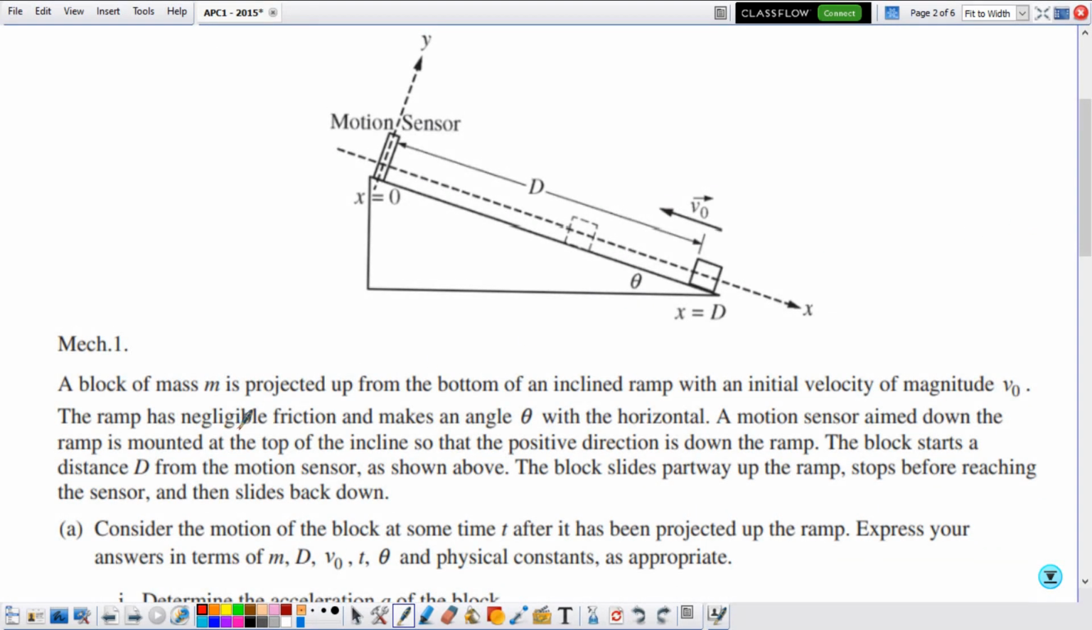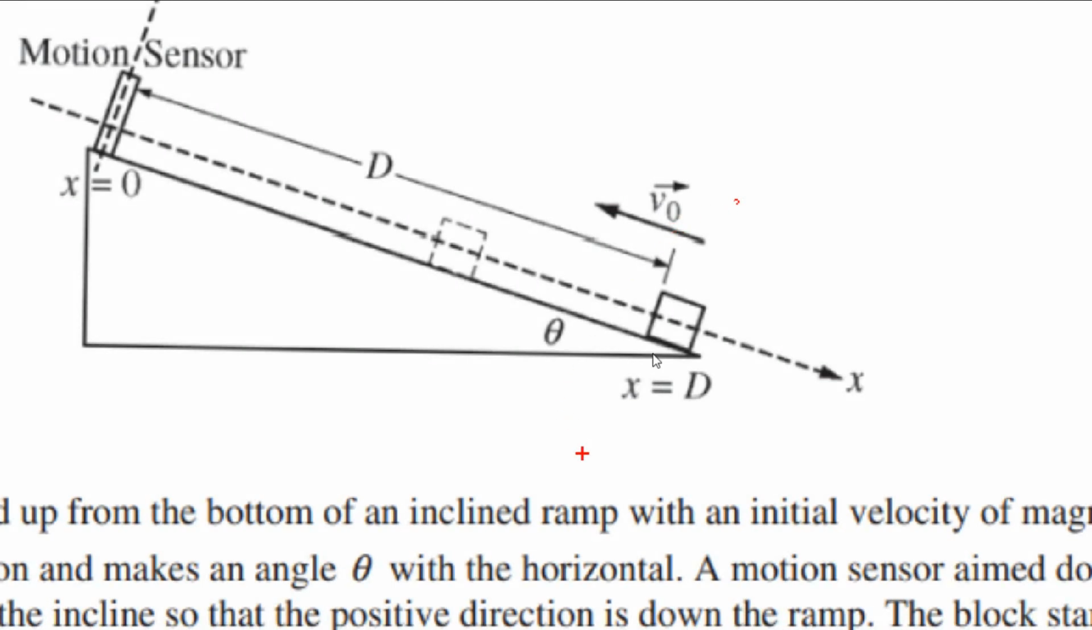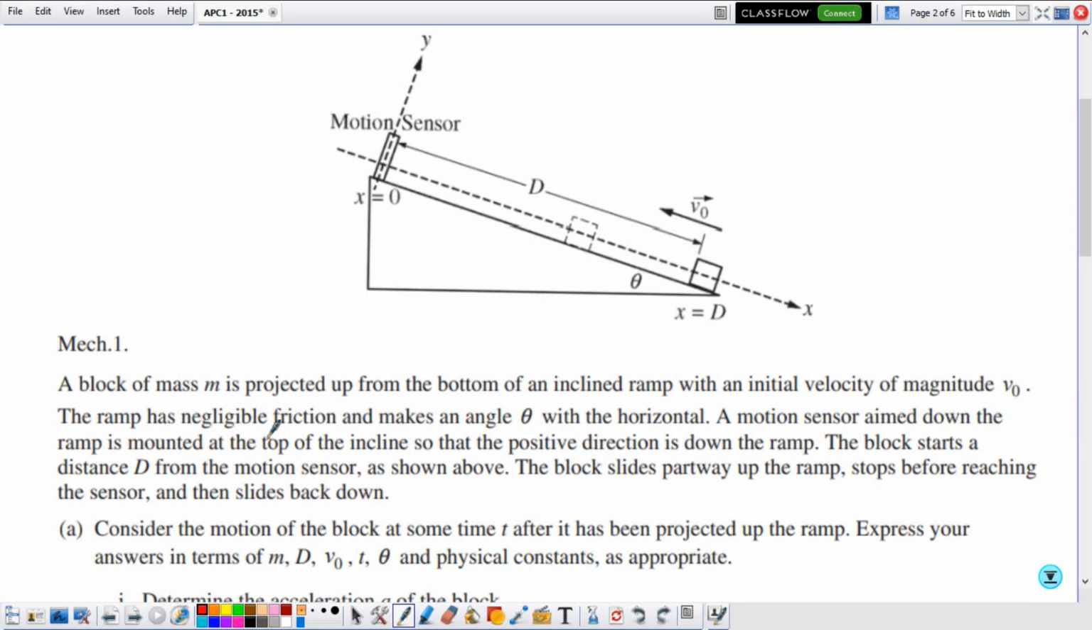A block of mass m is projected up from the bottom of an inclined ramp with an initial velocity of magnitude v0 as shown here. The ramp has negligible friction, this is important for us, and makes an angle theta with the horizontal.